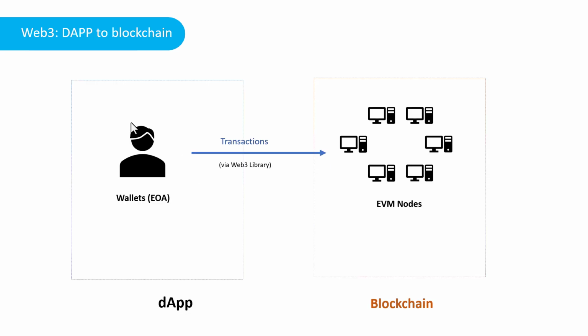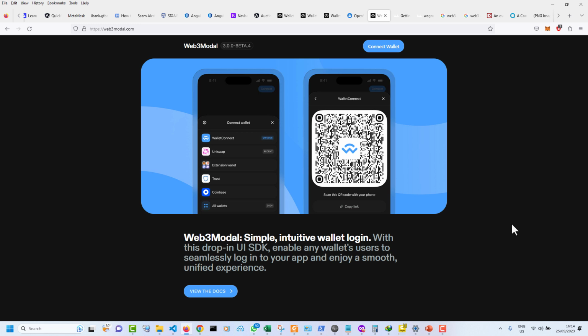So a Web3 DApp usually allows a user to connect to a wallet, which will be used to sign transactions on that user's behalf, and these transactions are then sent to an EVM node through a Web3 library. So in order to get our Angular application to be able to connect to a wallet, we're going to install a library and use a library called Web3 Modal.